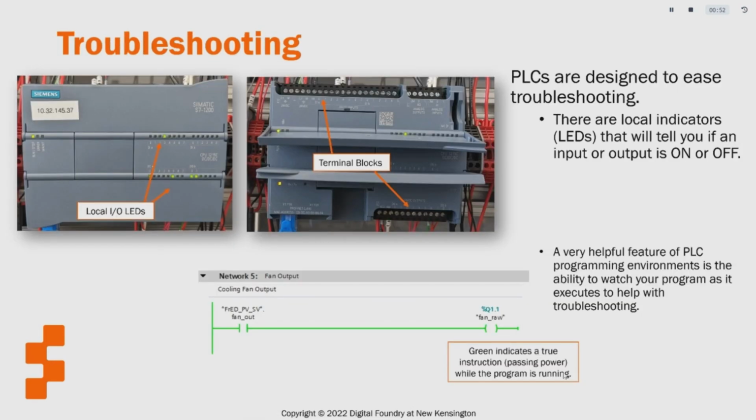PLCs are designed to ease troubleshooting. There are local indicators, LEDs, that will tell you if an input or output is on or off. The connections typically have removable terminal blocks as well for ease of replacing components. A very helpful feature of PLC programming environments is the ability to watch your program as it executes. Green, in this example, indicates a true instruction or passing power while the program is running.